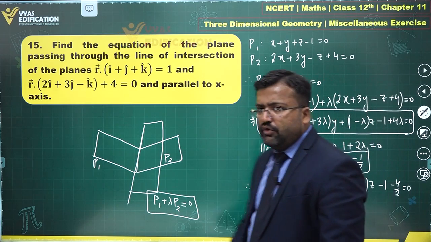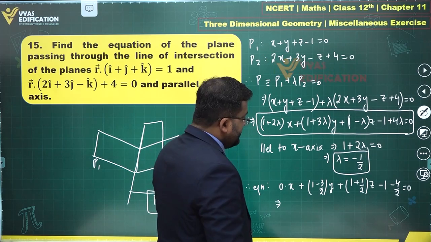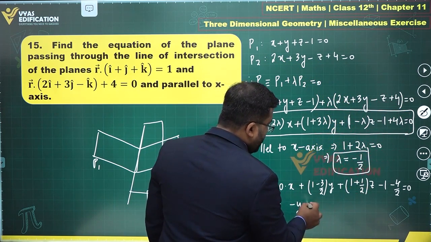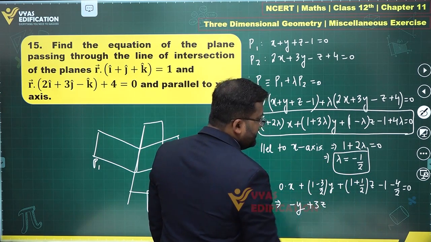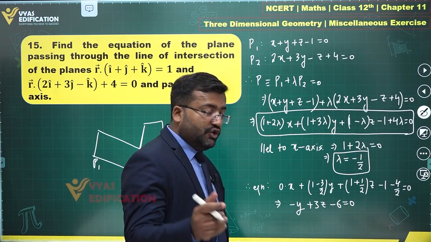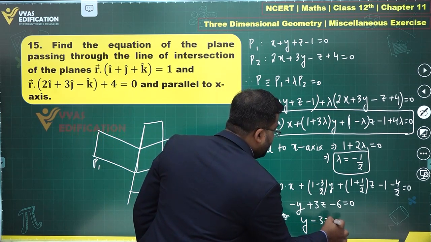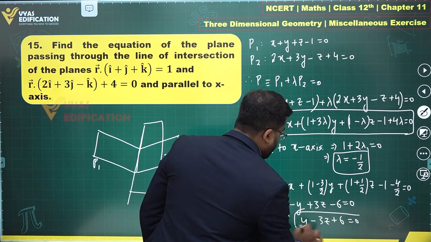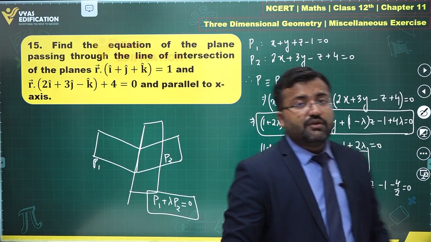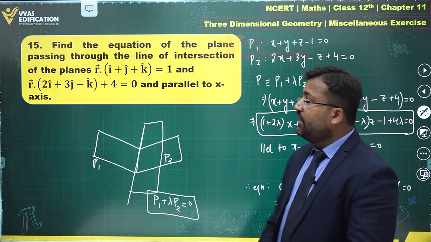And next, what you need to do is multiply by 2 throughout. Let's multiply by 2 throughout. This becomes 2 minus 3, which is minus y. This becomes 2 plus 1, which is 3z. And this becomes minus 2 minus 4, which is minus 6 equals 0. Multiplying by 2 throughout, or you can write it as y minus 3z plus 6 equals 0. We need to keep the coefficient of the first term positive generally, so I have written it in this particular form. That's the complete solution of this question number 15, as you can see over here.